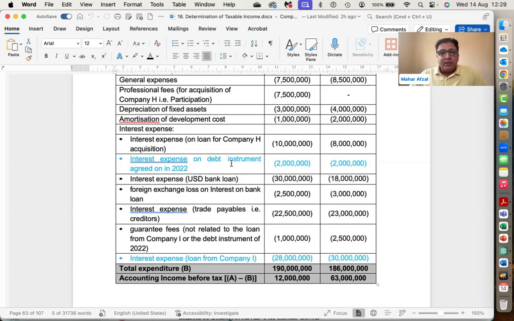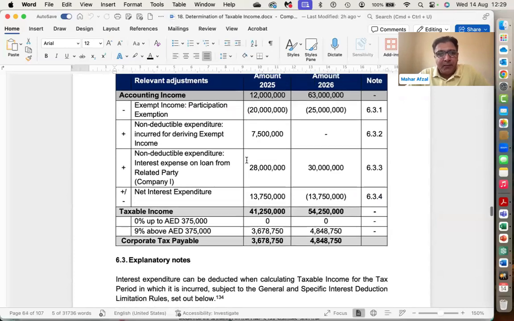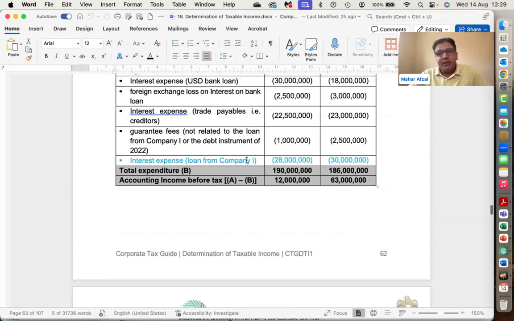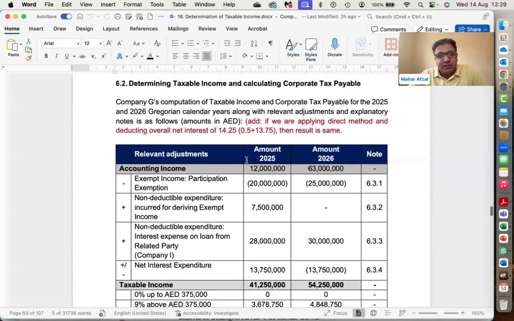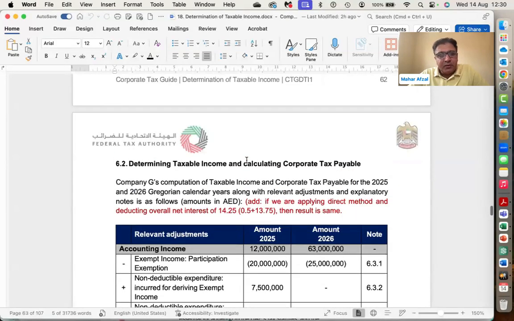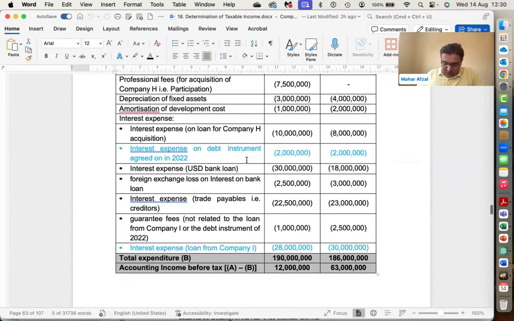So how much is my taxable income? Taxable income is coming... My taxable income should be, as per my calculation... no, we made some mistake. What I did basically, I took the accounting income. Okay, let me do it once again quickly. 12 million is my accounting income.